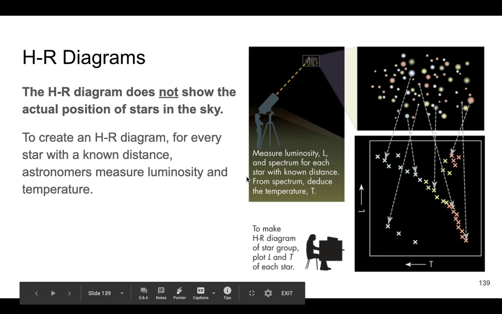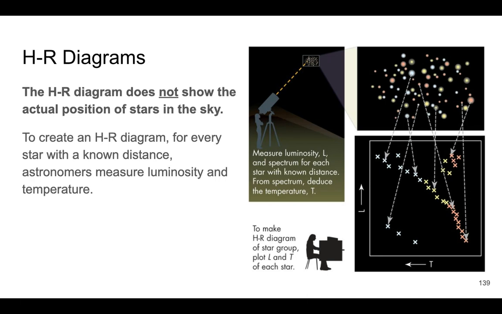So something to point out about these things. HR diagrams, even though they are sometimes drawn with the stars against a black background, are not in any sense an actual map of the sky. This is not showing you where stars are. This is showing you their luminosity versus their temperature.